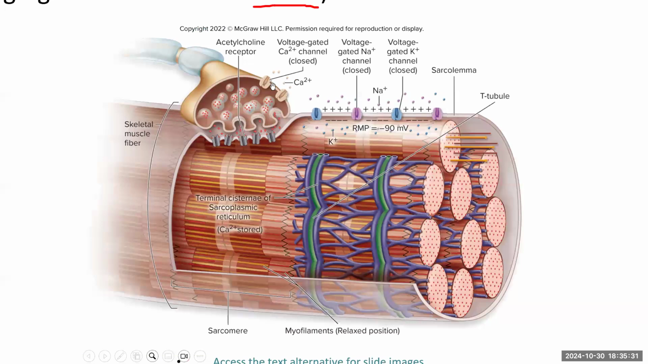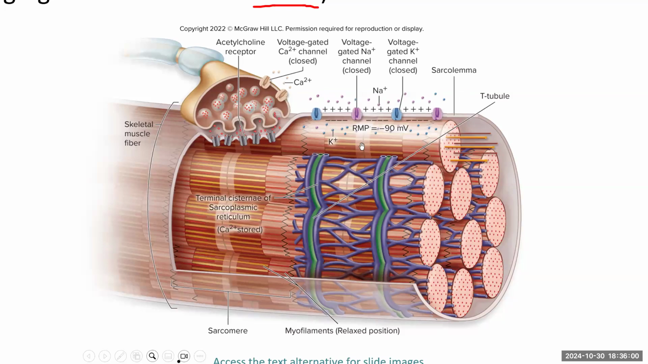If you look up on the screen here, you can see we have these gated channels on our sarcolemma. That is the plasma membrane of our skeletal muscle cell. We're going to have voltage-gated sodium channels and voltage-gated potassium channels. When it's at rest, take a look at the state of all of these channels shown here in the picture. Those gates are all what? Closed. That's right. So that means nothing is moving across the plasma membrane.